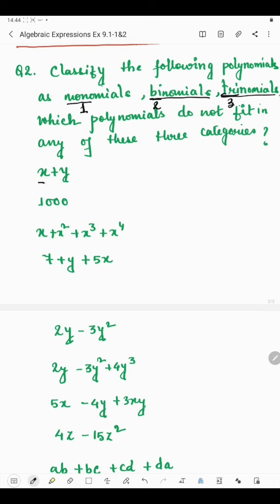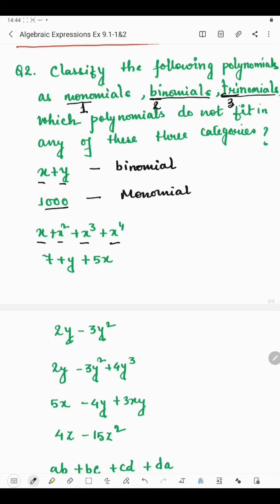So here we have two terms. So this is binomial. Okay, now 1000. 1000 means we have only one term. So 1 means monomial. If an expression has one term, then it is said to be monomial. Now here we have four terms. So there is no name given if there are four terms.